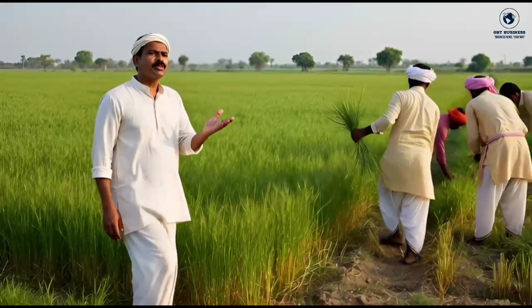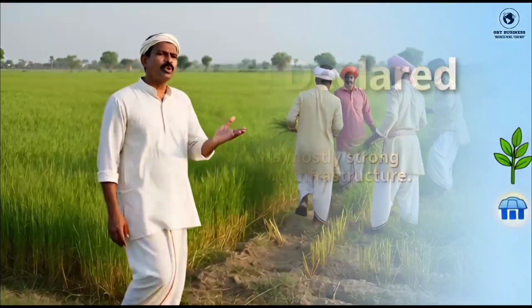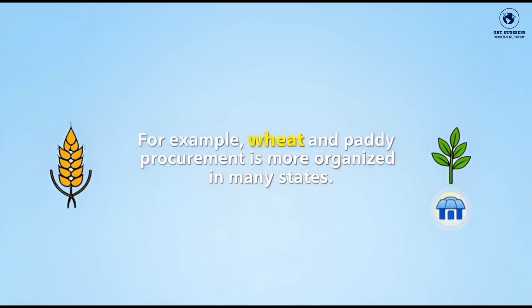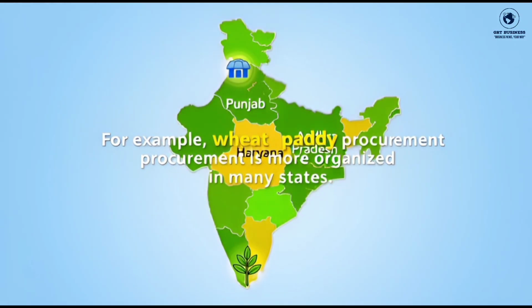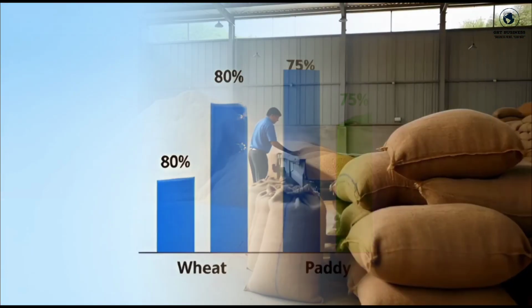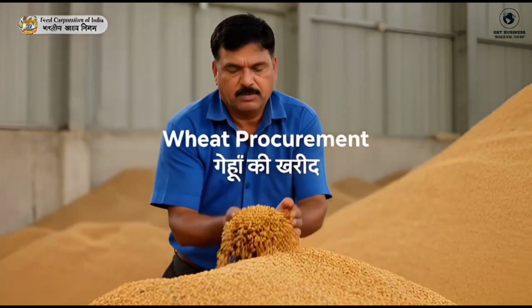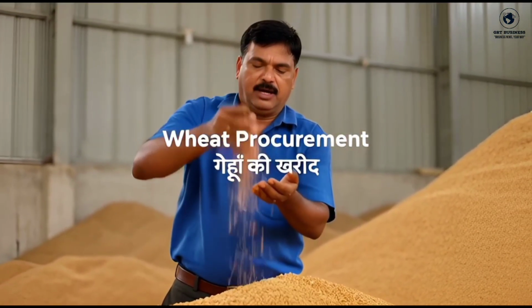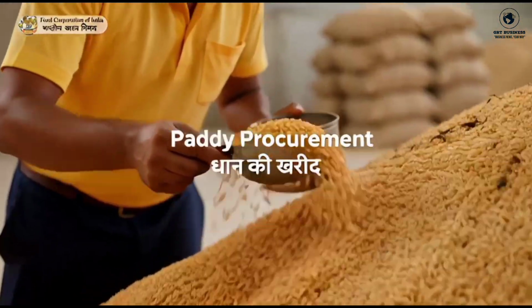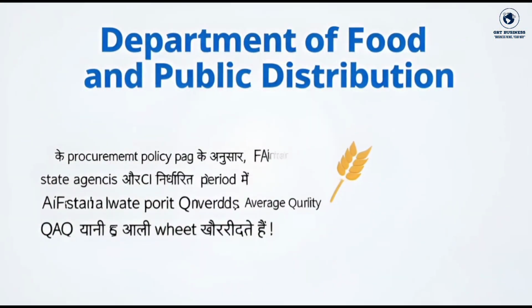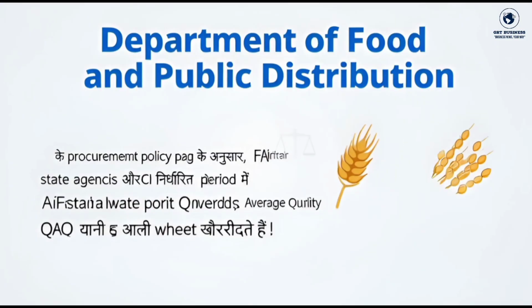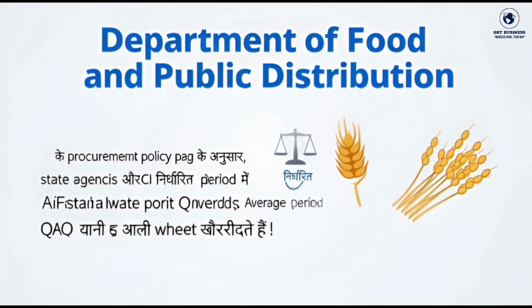But the ground reality is different from this. MSP declaration and MSP procurement are two different things. The MSP price is declared, but procurement is mostly strong in those crops and regions where the procurement infrastructure is good. For example, the procurement of wheat and paddy is more organized in many states. The Food Corporation of India and state agencies procure wheat and paddy under prescribed quality norms. According to the procurement policy page of the Department of Food and Public Distribution, state agencies and the FCI buy wheat and paddy of fair average quality (FAQ) standards during the determined period.